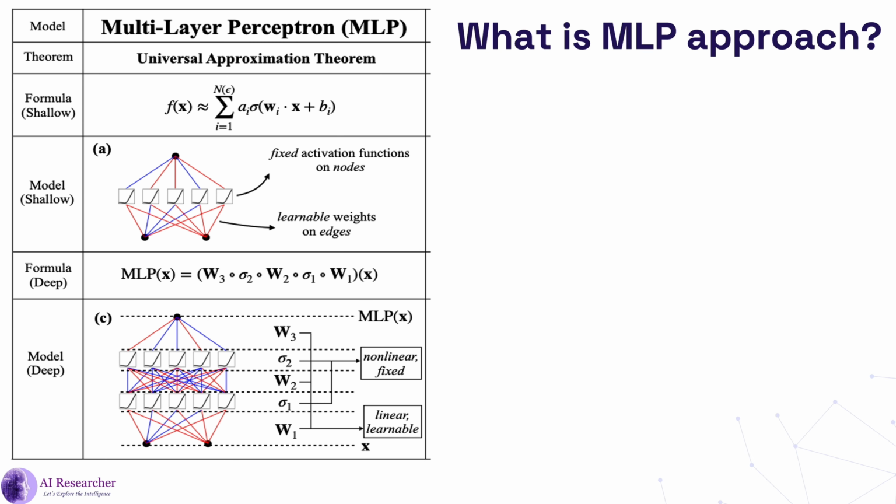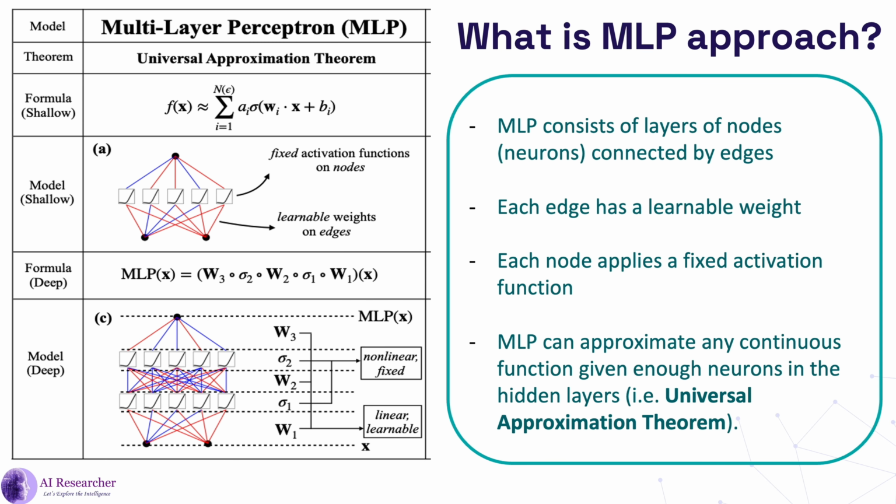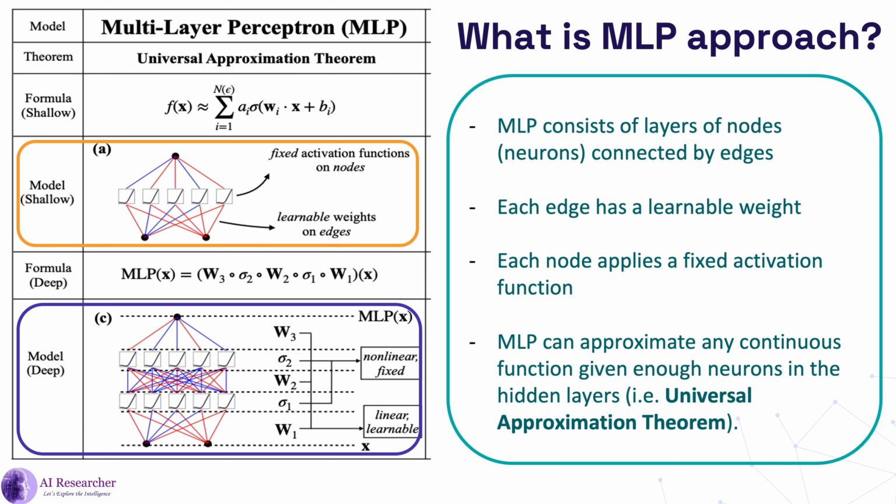So this figure is from the paper. It's an MLP based diagram. The slide shows the shallow model diagram and the deep model diagram. So what it exactly is, it's a representation of a multi-layer perceptron which consists of layers of nodes. Nodes can be called neurons, and they are connected by edges. Each edge has a learnable weight and each node applies a fixed activation function. So here are the learnable weights on the edges and the fixed activation functions that we see on the nodes.